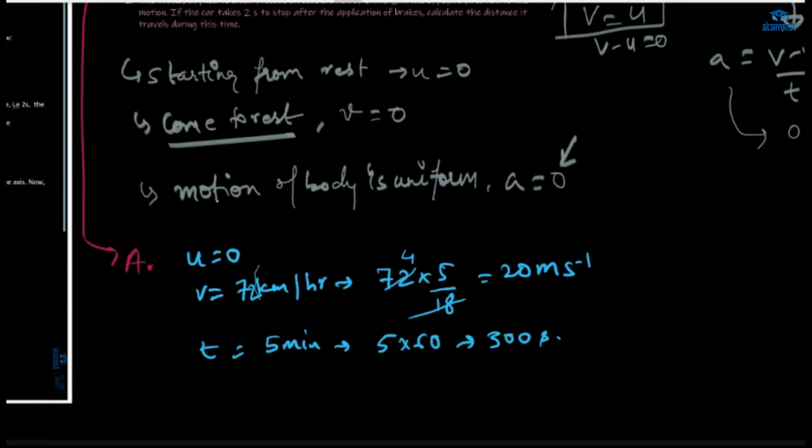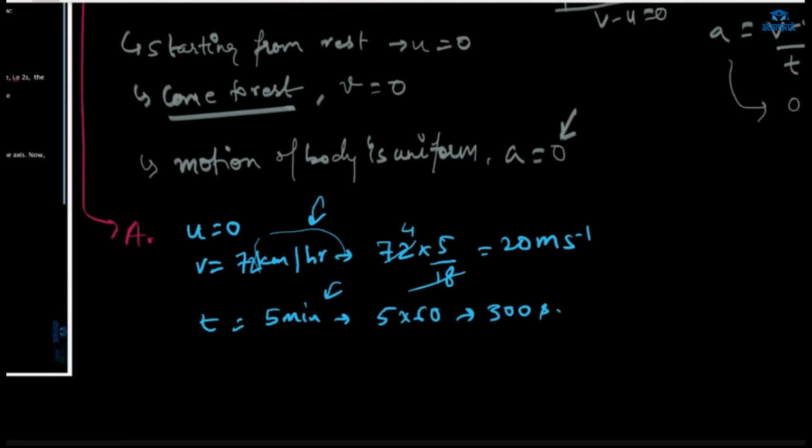Always look at the units that are given. If they're not the same, then make them the same first, then you start doing the question. Don't put values directly in the formula. First see whether the units of all the components are the same or not. If it's in meter per second, then everything should be in meter or second.